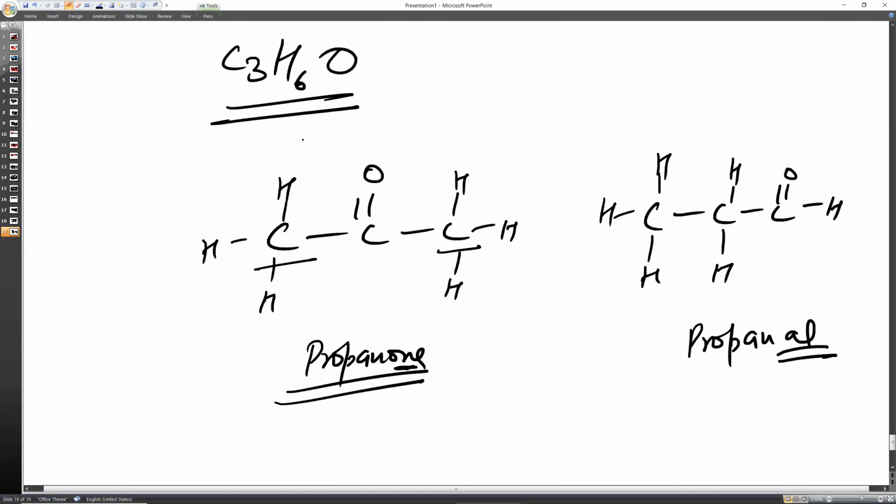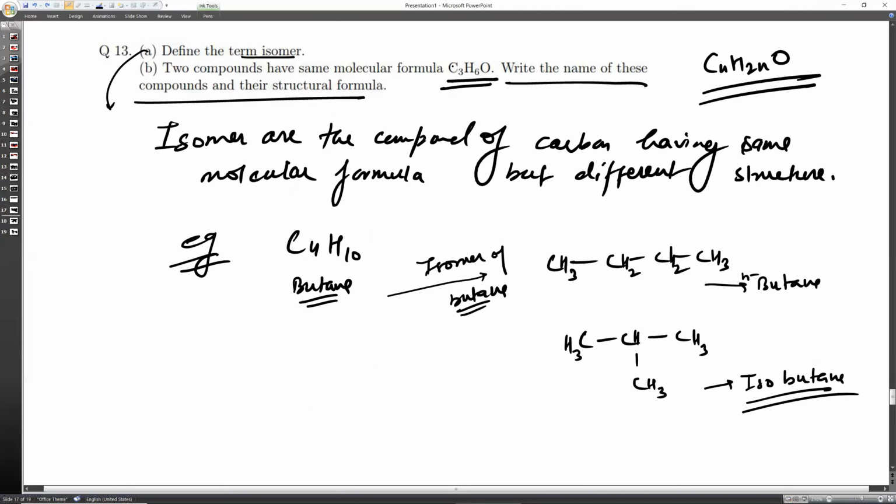They both have 3 carbons. Count the hydrogens: 1, 2, 3, 4, 5, 6, and 1 oxygen. Count here: 1, 2, 3, 4, 5, 6, and 1 oxygen and 3 carbon. They both have different functional groups but the same molecular formula. This is an NCERT exemplar question also. We have practiced this many times in the classes, and you need to keep in mind that this question on functional groups is very important.